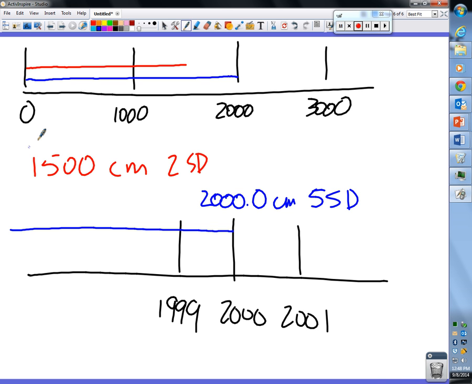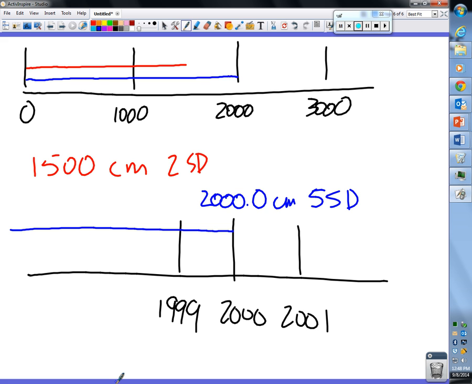The top blue line. Are we using a different ruler from the bottom blue line to the top blue line? No. Are we using a different ruler from the red line to the top blue line? No. Meaning that any measurement that we take with this ruler should have the same what? Significant digits. Okay?